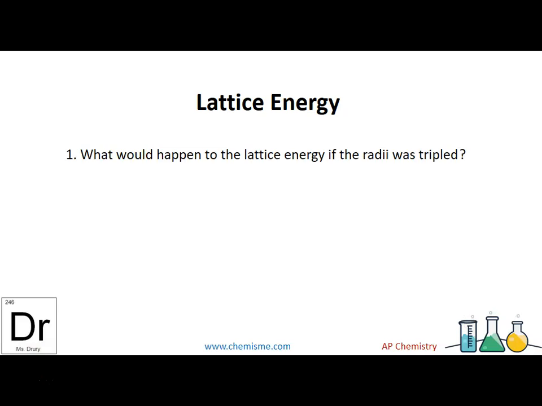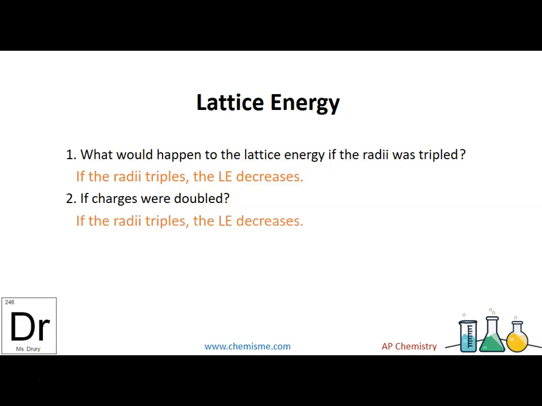So what would happen to the lattice energy if the radius was tripled? If there is a really large radius, they're going to attract even less, so the energy will decrease. Or if the charges were doubled, so if you have twice as much charge, they'll attract twice as much, right? And what if the radius is halved? If the radius halves, that means they're going to get closer, so the lattice energy will double.